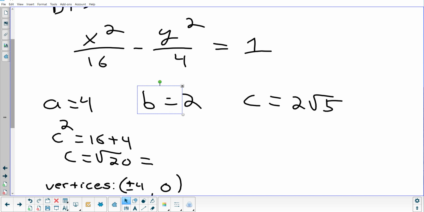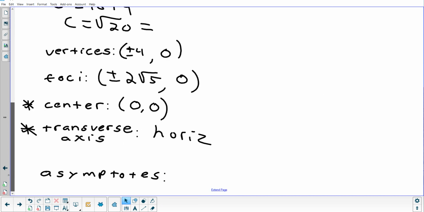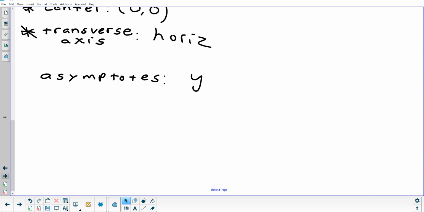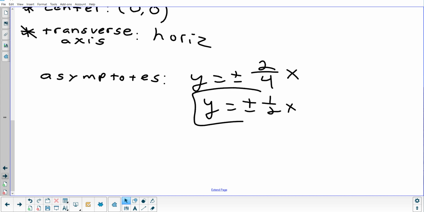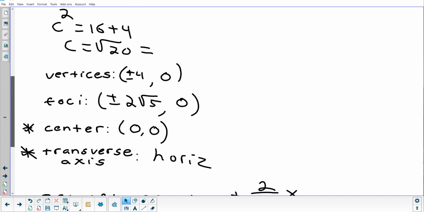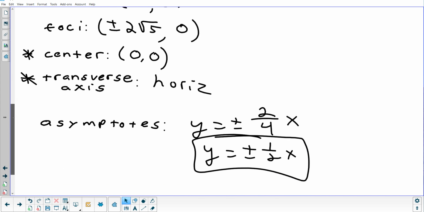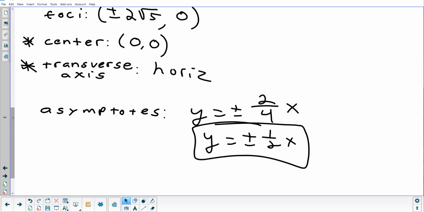B is 2, A is 4. So asymptotes, plus or minus B over A X, and you can reduce that. What is 2/4 reduced to? 1/2. And that's everything. Vertices, foci, center, transverse axis, and asymptotes.